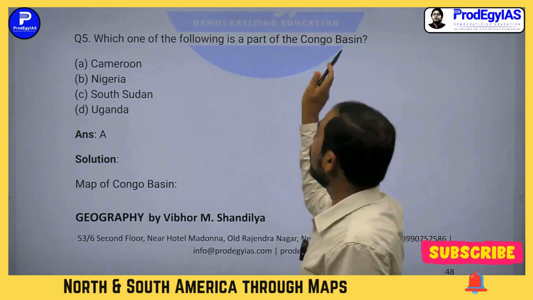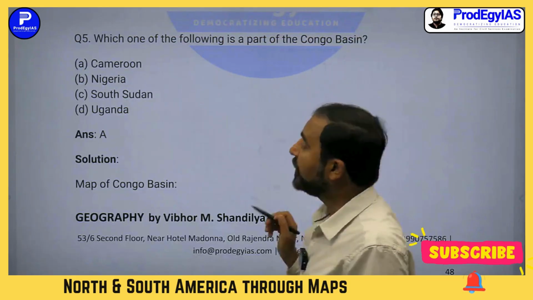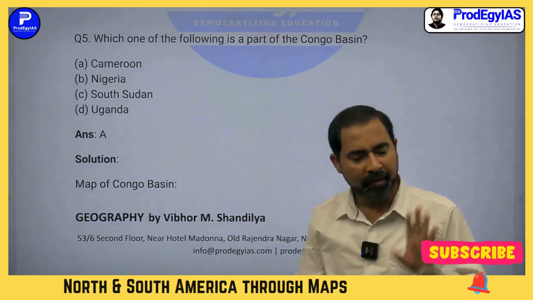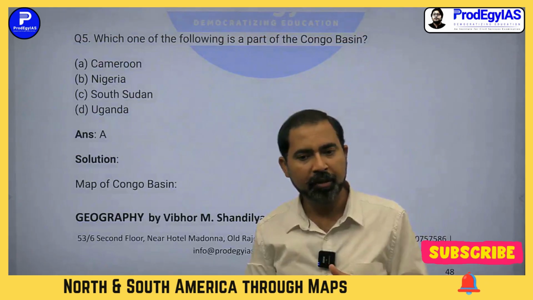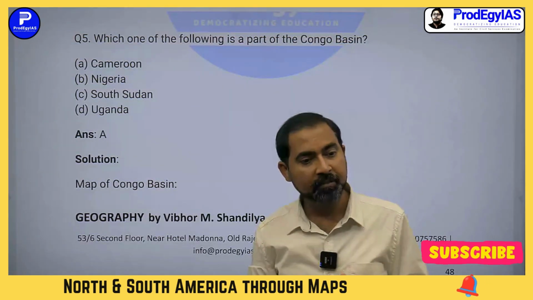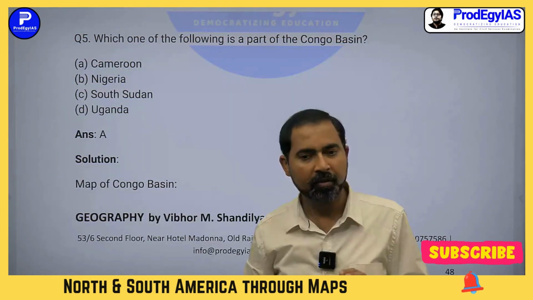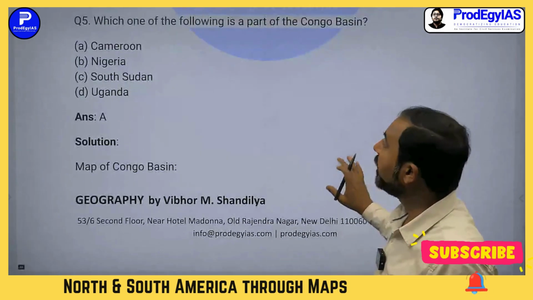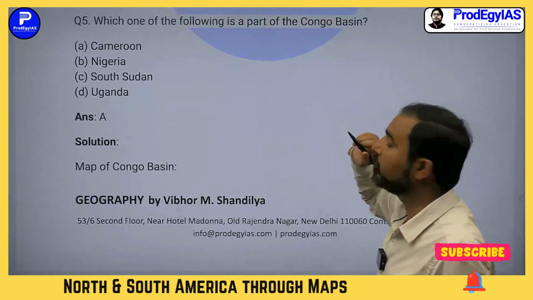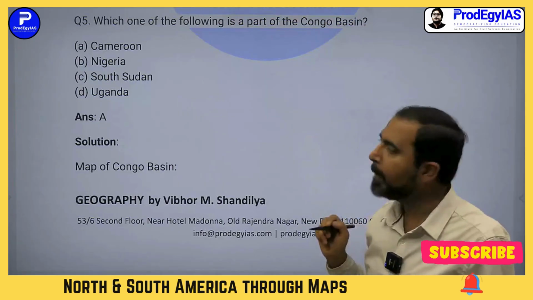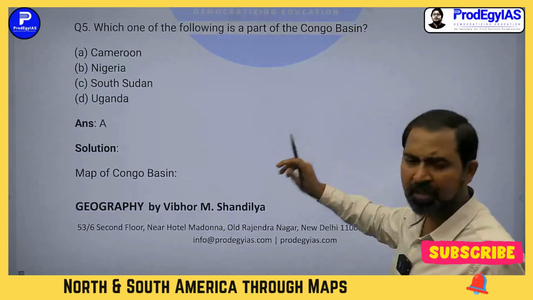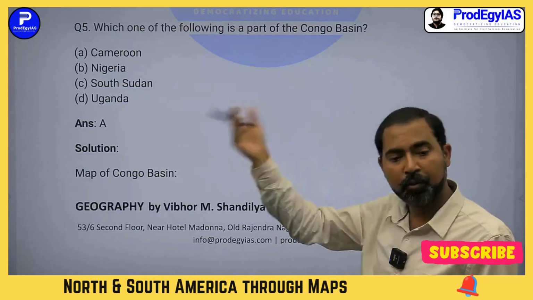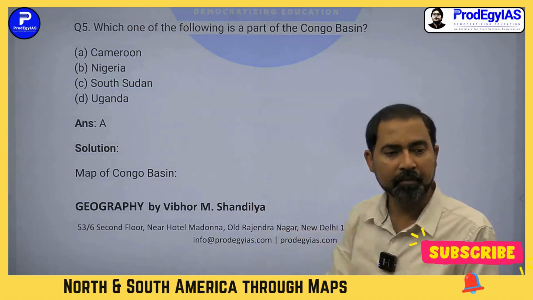One more question from the Congo Basin. Which of the following is a part of the Congo Basin? Congo Basin means the Congo River basin area. In climatology, we have studied the Congo Basin, Amazon Basin, and Indonesia, where equatorial rainforests are found. So this is the region of equatorial rainforest, and the river which flows over here is Congo. So its basin means from where it collects its waters. Means not only the Congo River, but its tributaries also will make the whole basin, right?